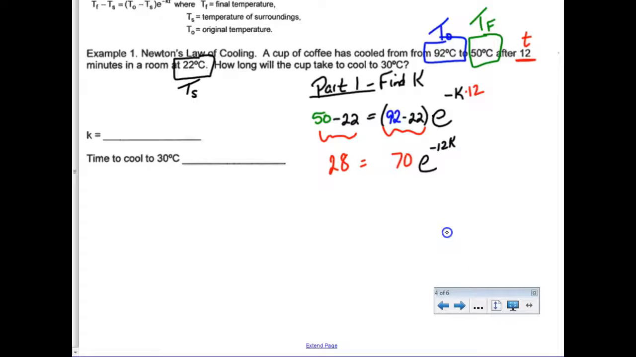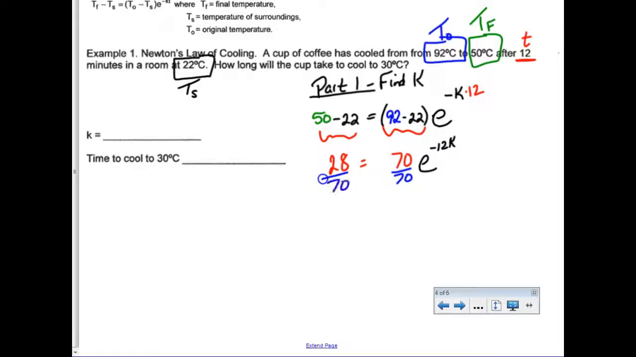Okay, so this is where all your practice this weekend is going to come into play, guys. How do we solve this equation? Well, we're going to need to apply a logarithm, but not yet, because first you have to isolate the base. So first, let's divide both sides by 70.